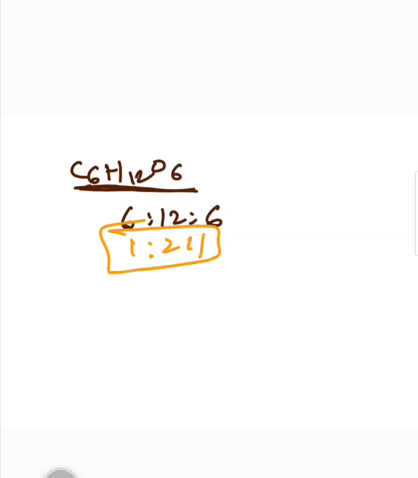Finding the simplest ratio gives the empirical formula. Molecular formula is nothing but the given formula. What is the molecular formula of glucose? C6H12O6. What is the empirical formula? 1, 2, 1. It is nothing but the simplest ratio. Just remember that.